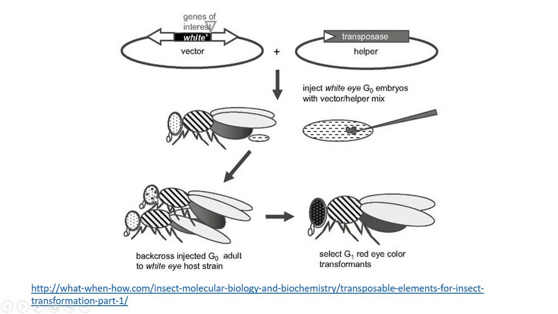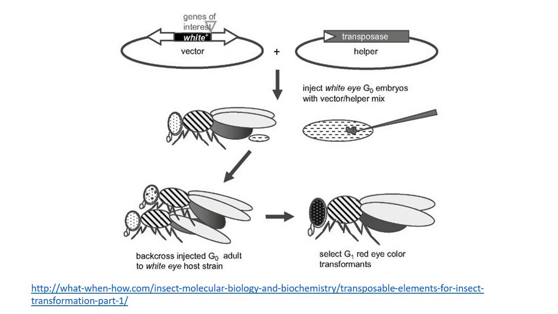This mosaic pattern means the expression is heterozygous. It's not a homozygous expression. That means not both alleles have been changed, only one has been changed. And you take these mosaic individuals and backcross them with the wild type, your white eye individuals. Now, according to Mendelian inheritance, some of these will be white, some will be mosaic, and some will be homozygous. Those homozygotes will have all red eyes because they didn't get any white eye. And here you will select for those G1 red eye color transformants.